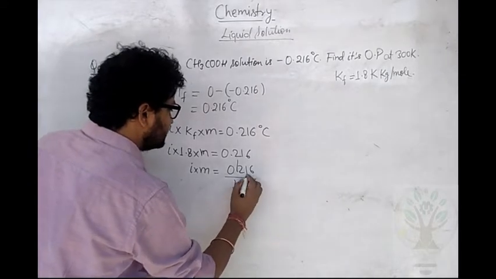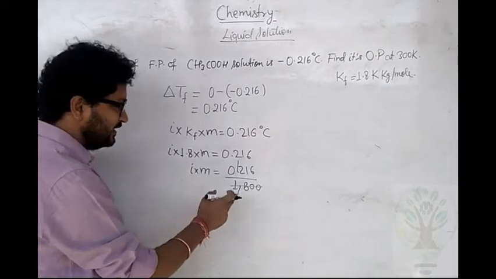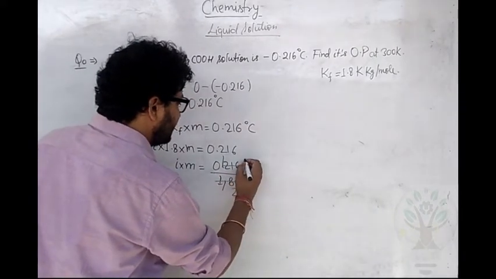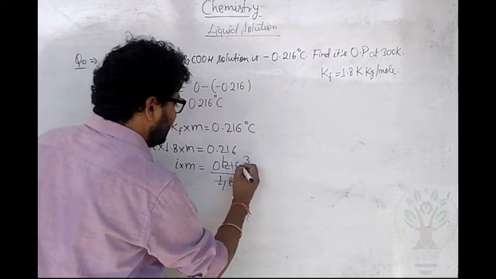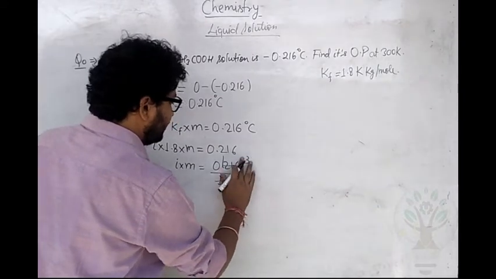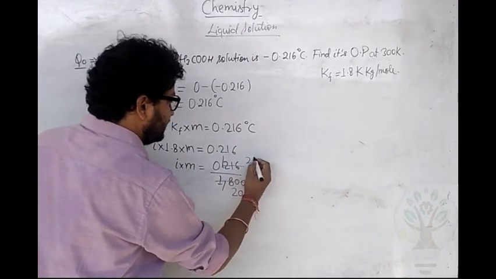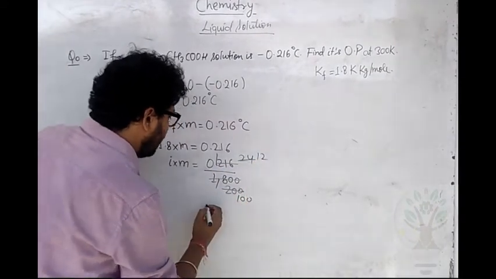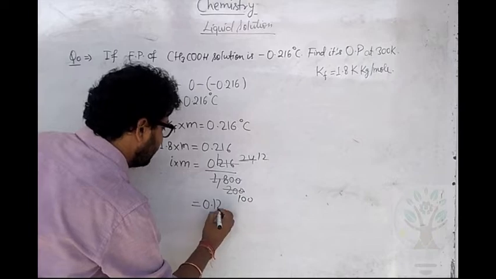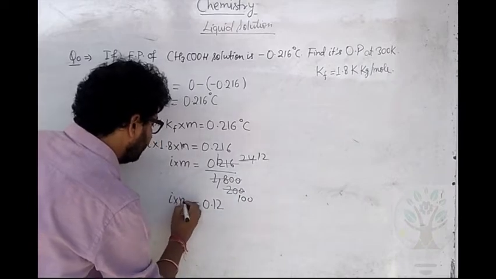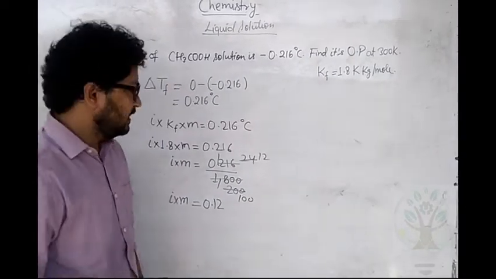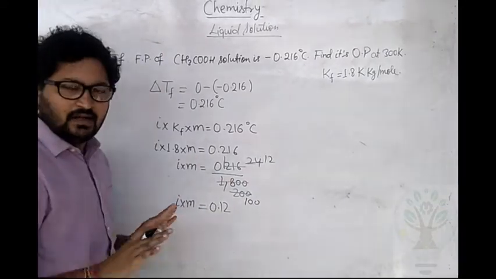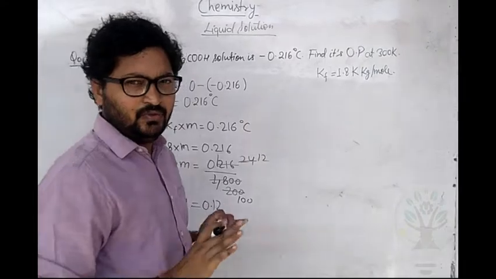Let's simplify this. It is getting cancelled by 9, and again by 9. So 9 2s are 18, 3 9s are 27, again 200, again 12. How much am I getting? I am getting 0.12. This is the value of i into m. Anything else I cannot find by this. I can find only i into m.